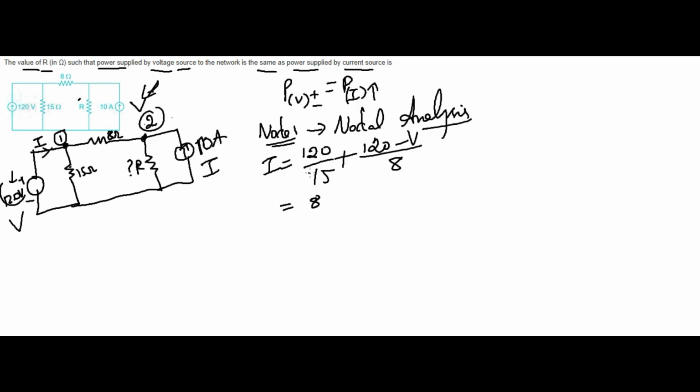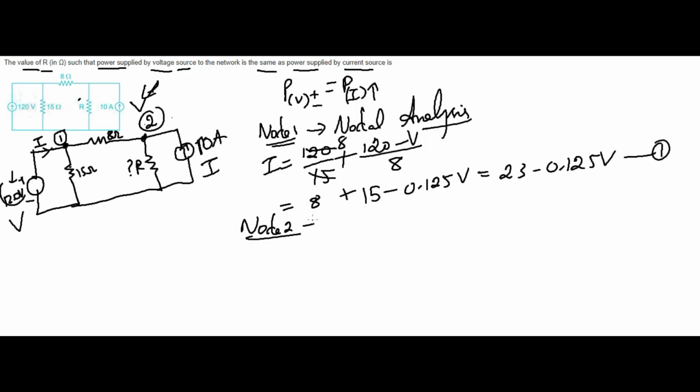So if you make the calculation, 1 by 8 plus 1 by 15, and then minus 1 by 8 is 0.125 volt. Because I'm making everything clear. So that is equal to 23 minus 0.125 volt. You can make it equation number 1. Very simple. And then node 2.